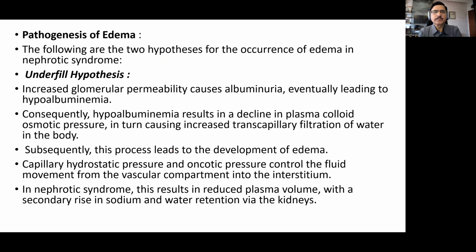Pathogenesis of edema, there are two hypotheses, underfill and overfill hypothesis. Explain them. If you had studied, explain what is underfill hypothesis and what is overfill hypothesis. Instead of reading all the English, put it in your own words and tell. Okay, sir. In underfill, there is an increased glomerular permeability, which leads to proteinuria and then leads to hypoalbuminemia. So therefore, there is a decrease in plasma colloidal osmotic pressure, sir. So there will be an increased transcapillary filtration of water. So therefore, it results in edema, sir.